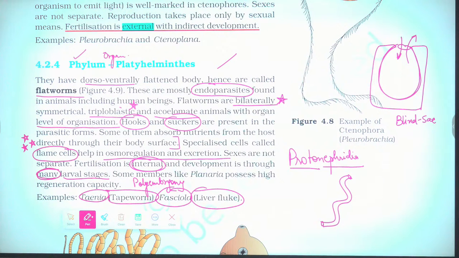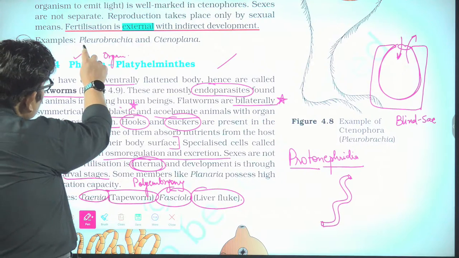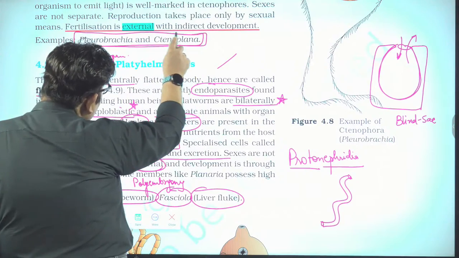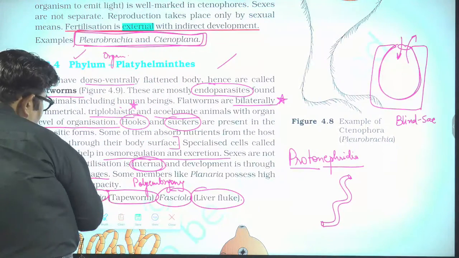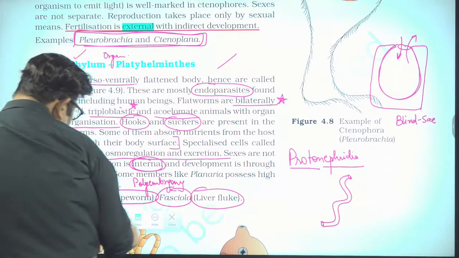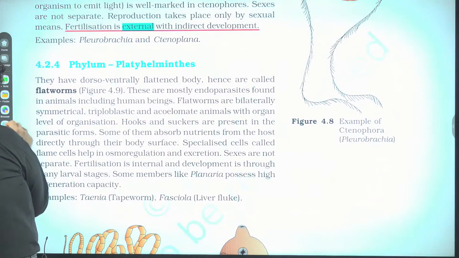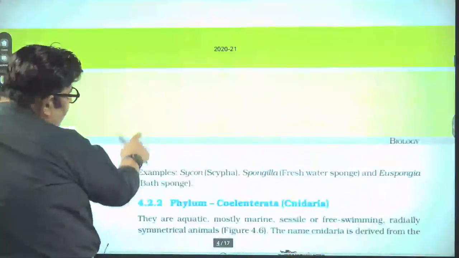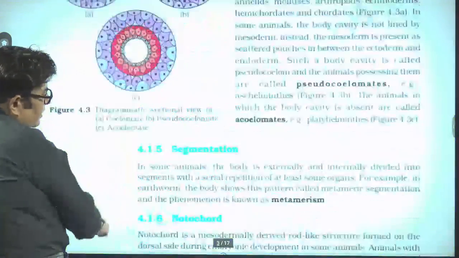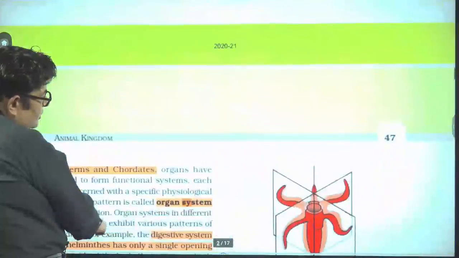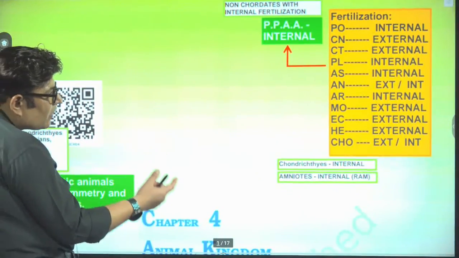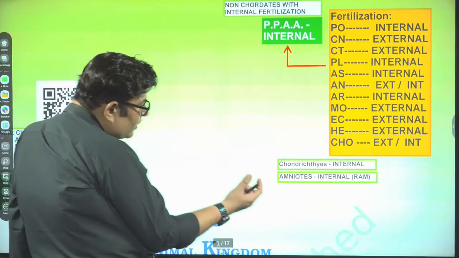Examples: Taenia, tapeworm, Fasciola, liver fluke. Examples of Ctenophora: Pleurobrachia and Ctenoplana. And my dear children, I'll now take you to an important place here where you will learn a trick to remember internal fertilization in the case of the non-chordates. After that, when chordates begin, I'll tell you the trick for chordates.